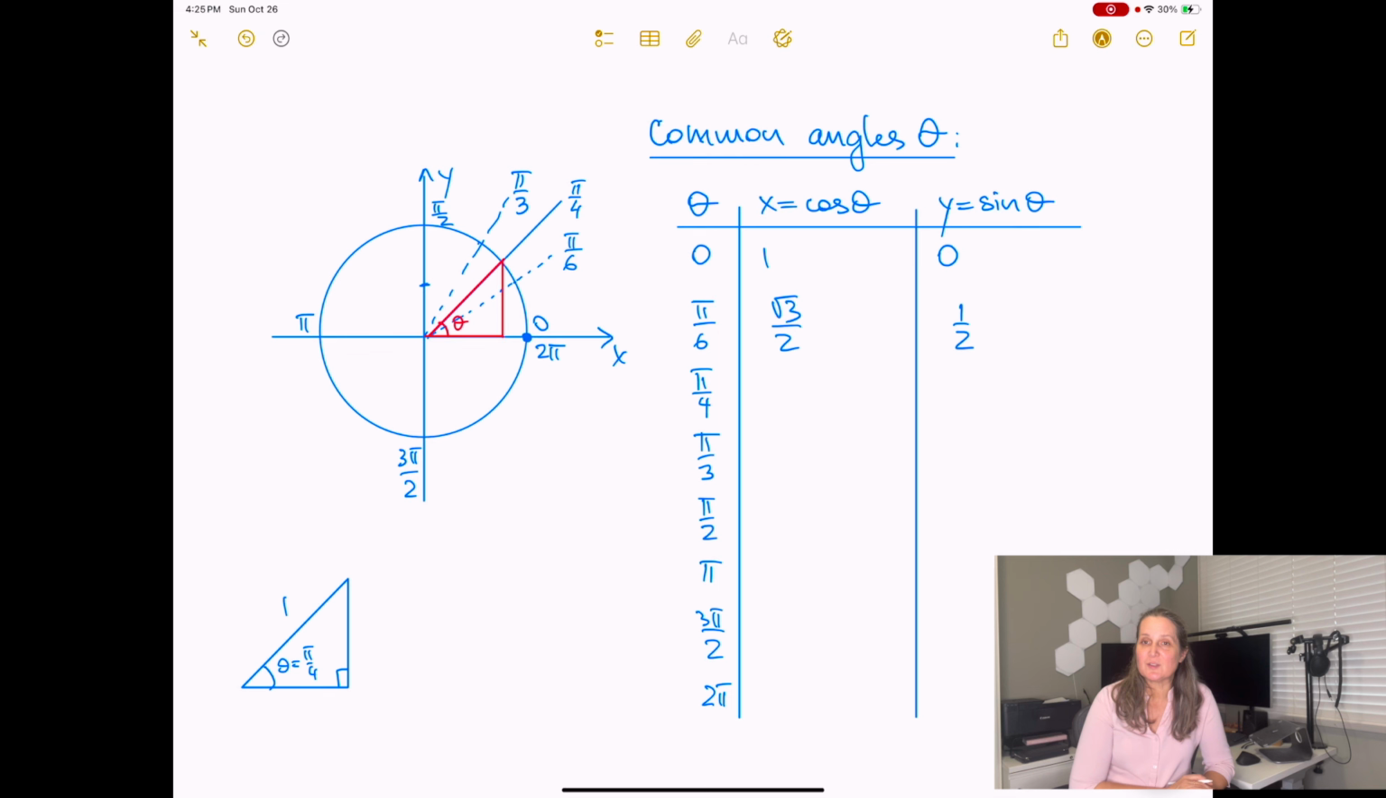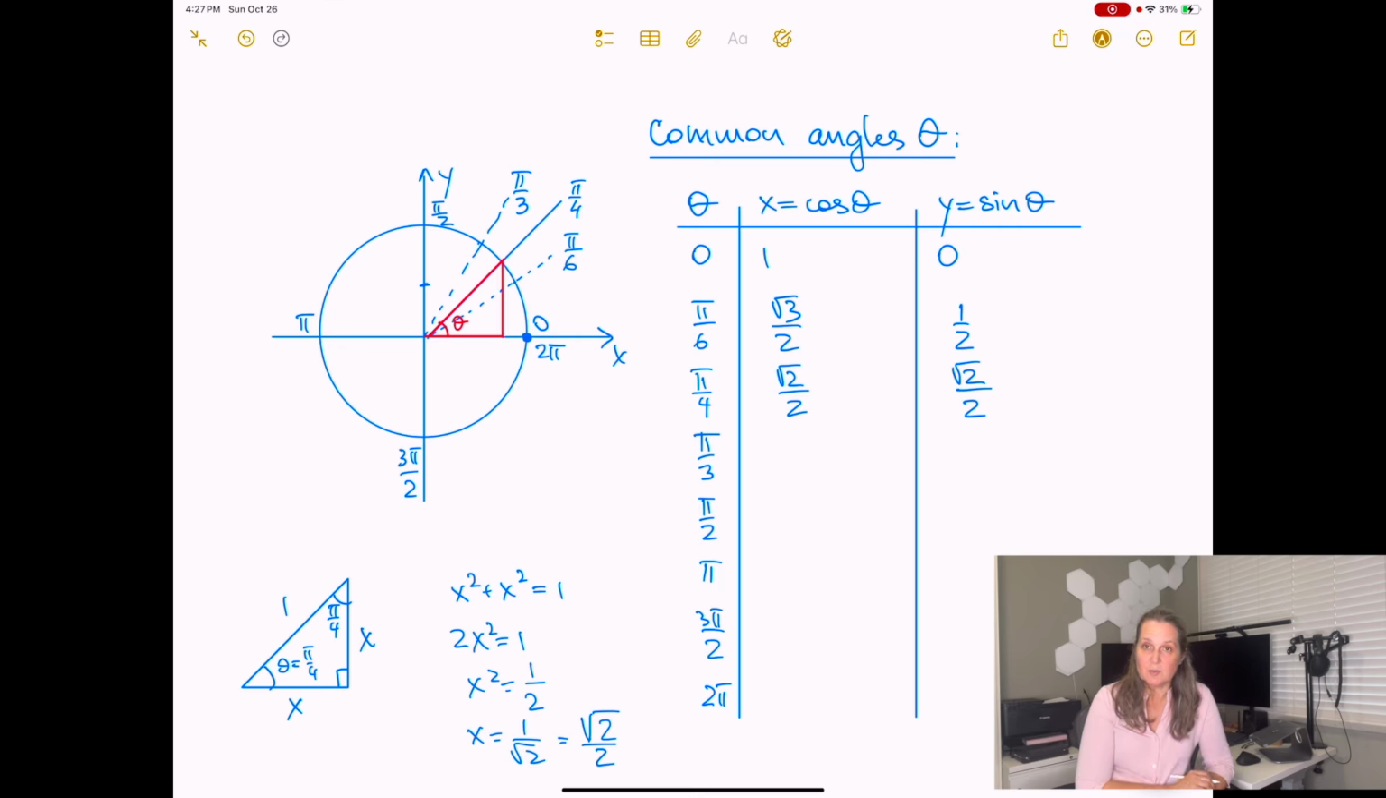In the right triangle, if one of the two remaining angles is equal to pi over 4, the other angle must also be pi over 4, or 45 degrees. Since this is an isosceles triangle, y would be equal to x. Using the Pythagorean theorem, we can show that 2x squared must be equal to 1. Therefore, x should be equal to square root of 2 over 2. Both cosine of pi over 4 and sine of pi over 4 are equal to square root of 2 over 2.